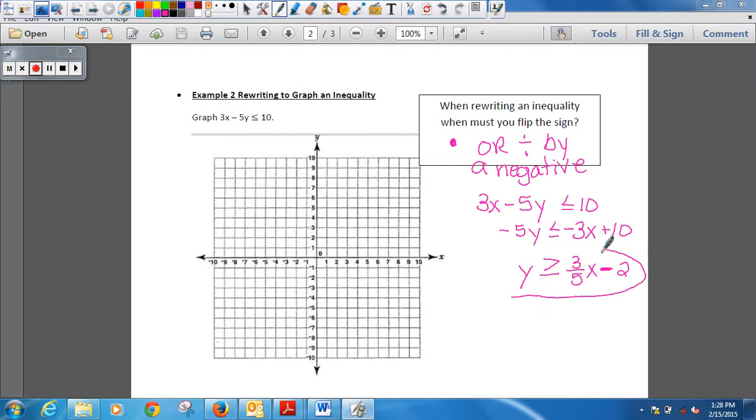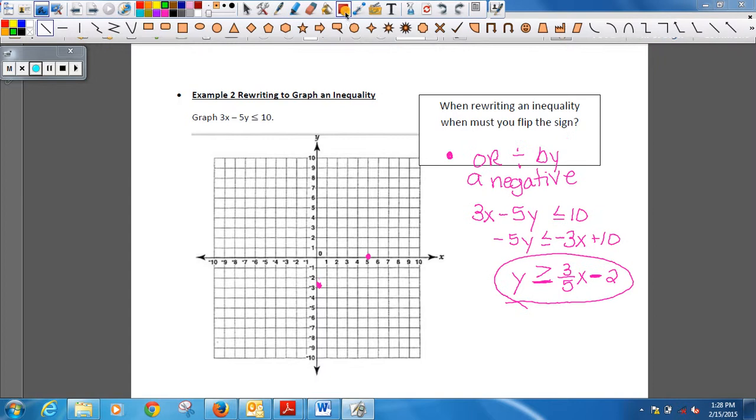So my equation rewritten looks like this. Because I have an equal to part, I'm going to have a solid line this time. I'm actually not going to make a t-chart because I'm just going to use my slope and my y-intercept. So my y-intercept this time is negative 2. My slope is 3/5. 1, 2, 3. 1, 2, 3, 4, 5.